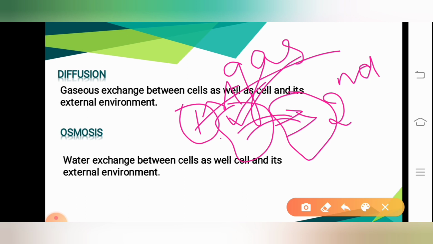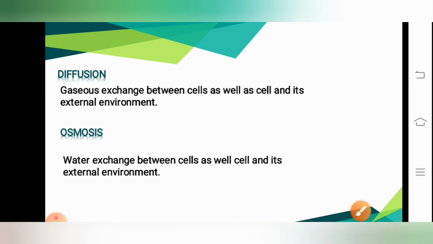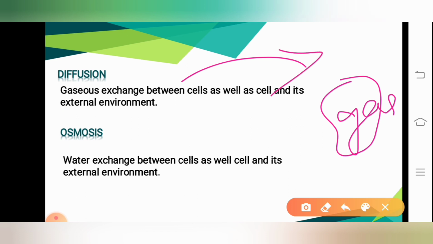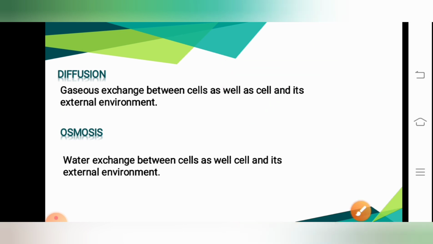Clear? It can also happen between the cell and the external environment. Suppose the cell has a lower concentration of gas inside, and in the environment the gas is more. What happens? The gas from the environment enters inside the cell because the environment has the higher concentration. So this higher concentration of gas will move towards the cell. This process we call diffusion. Clear? So now let us understand what is osmosis.